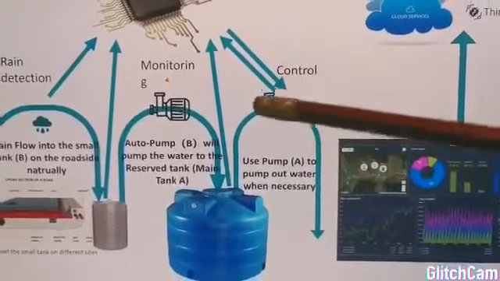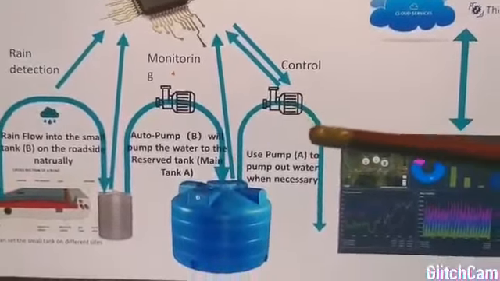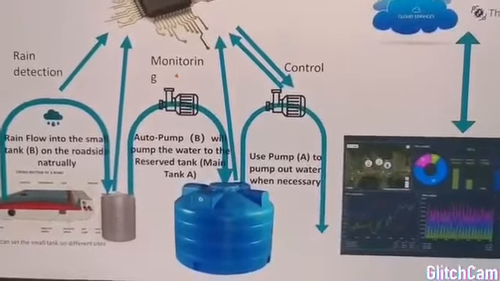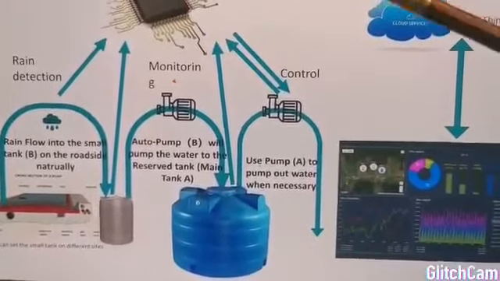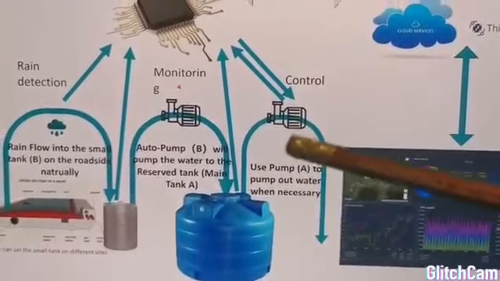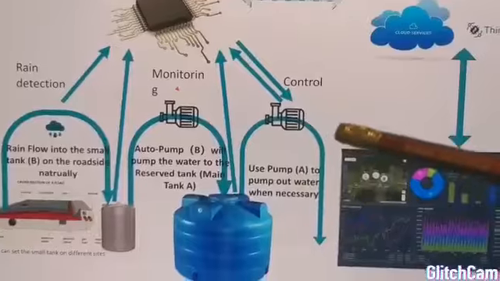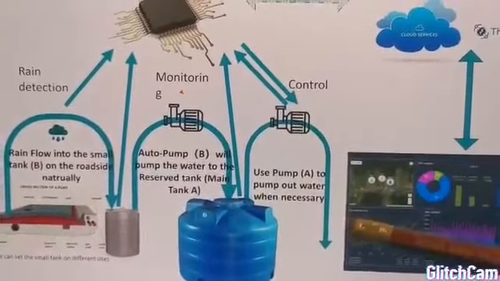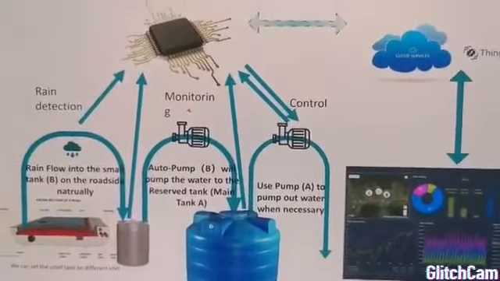The second pump is the main pump. When we need water, we can control this pump using the cloud service. It means we can control the pump remotely to pump the water out when we need the water.